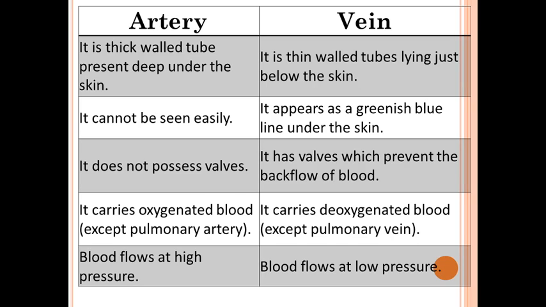Are you getting the points or are you confused? See, artery means what? They carry blood which is rich in oxygen. But one artery, the pulmonary artery, carries carbon dioxide rich blood from the heart to the lungs. It is the only artery that carries carbon dioxide rich blood. Please remember and note down these things.